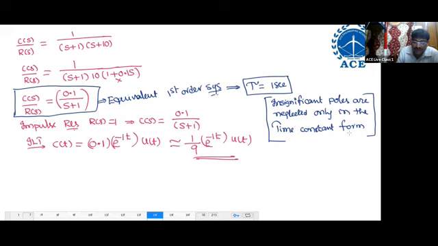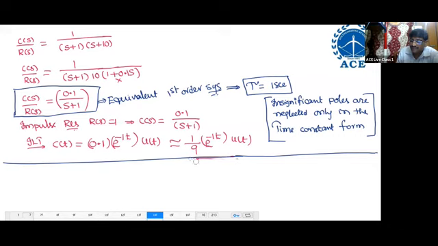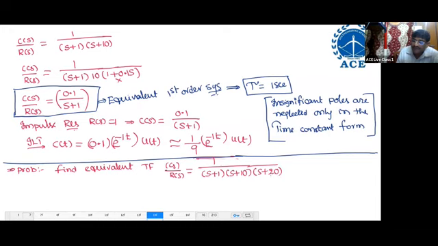Last problem, just another 2-3 minutes. Find the equivalent transfer function. C of S by R of S equals 1 by (S plus 1)(S plus 10)(S plus 20). Come on. Tell the answer, anybody?